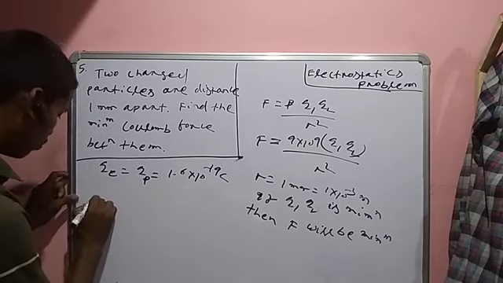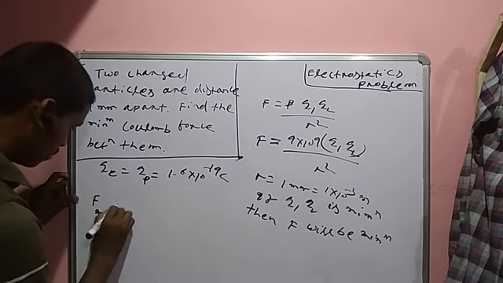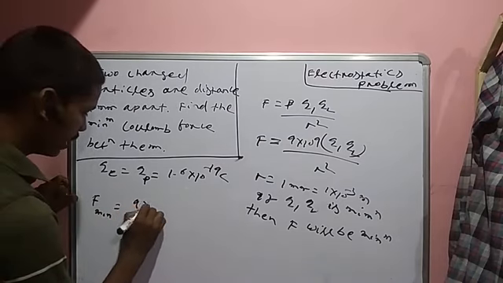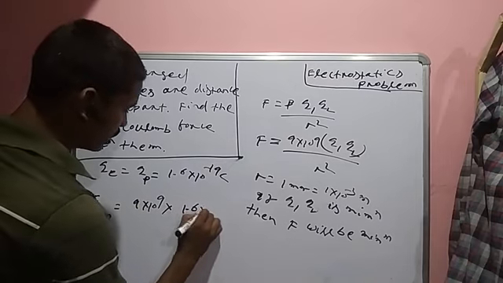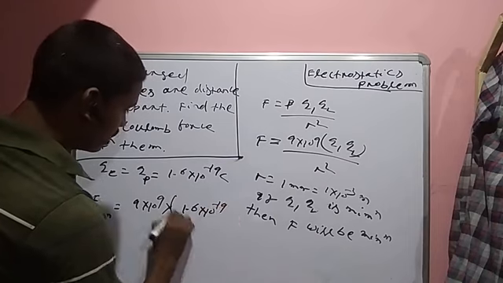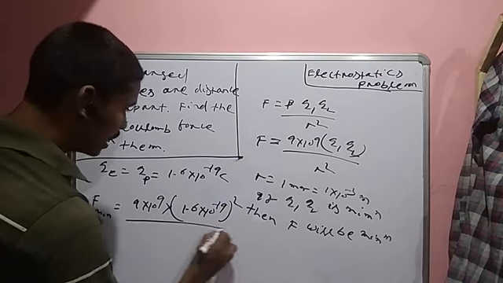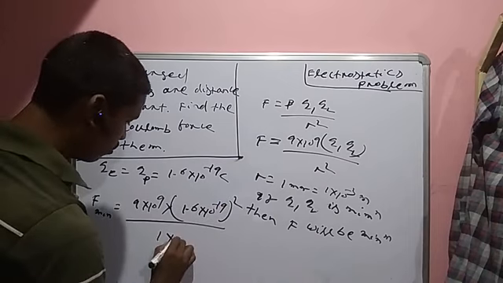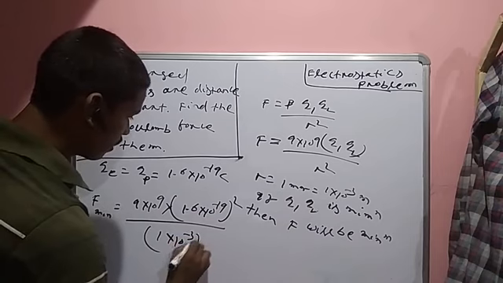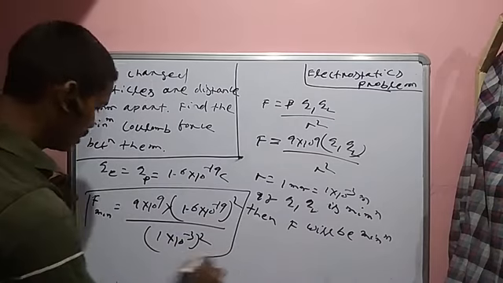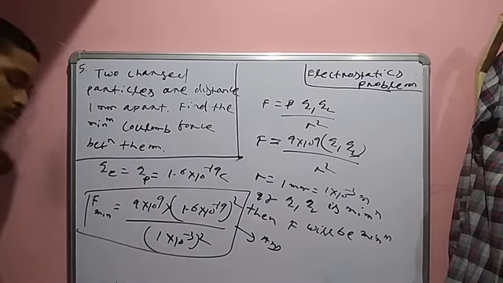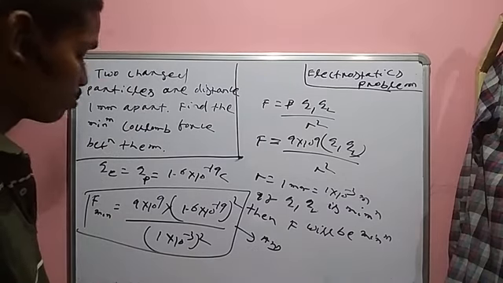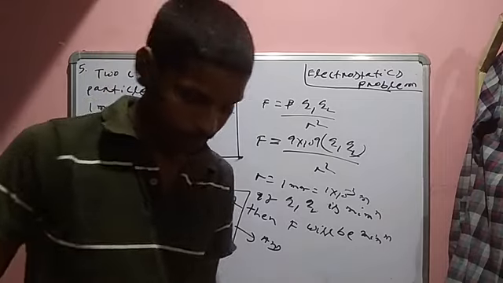So the minimum force is 9 × 10^9 into (1.6 × 10^-19) square divided by (1 × 10^-3) square. Yes or no? This is the initial minimum force. You calculated, you have to find out. This is the minimum force. Yes or no?